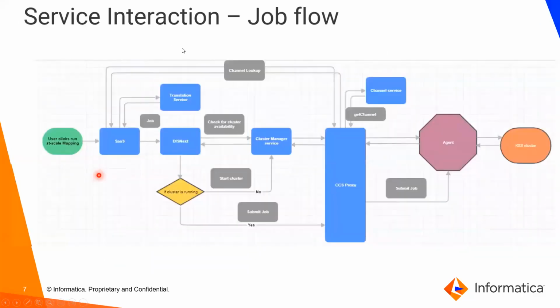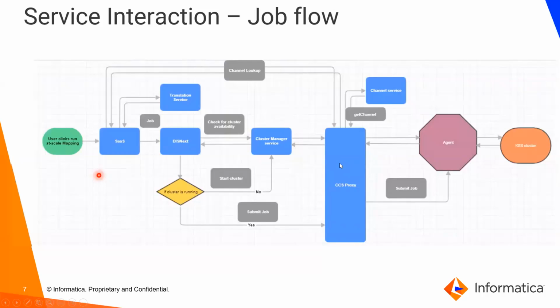This is how the service interaction happens between various microservices. When the user clicks run mapping, the SaaS service will get the mapping from FRS, do the translation to Mercury XML, and submit it to the DIS Next. DIS Next will check for the cluster availability with the cluster manager service, and the cluster manager service will contact the CCS proxy.